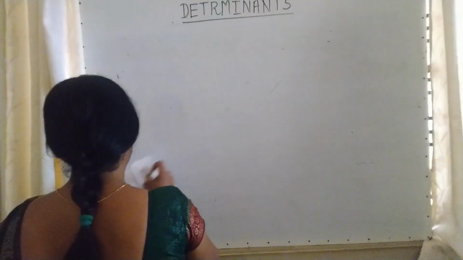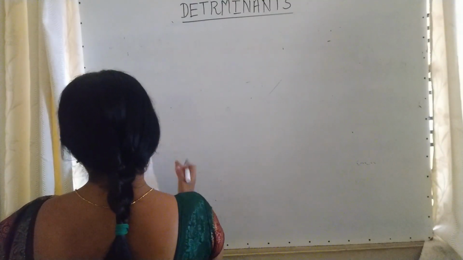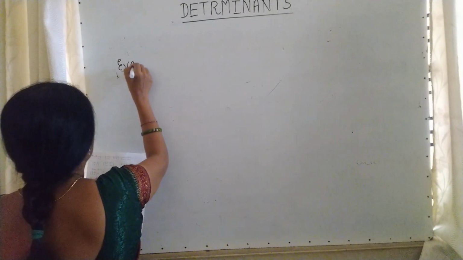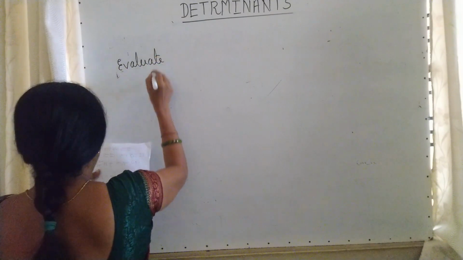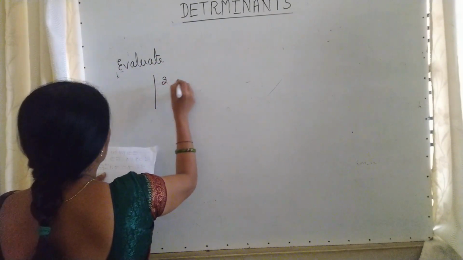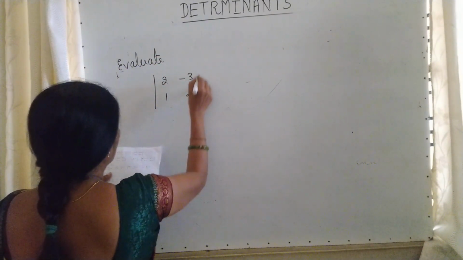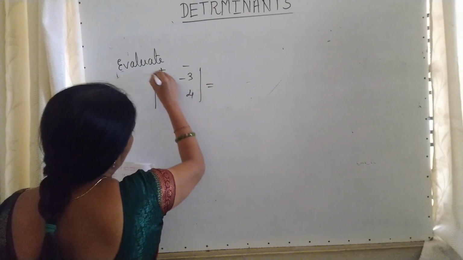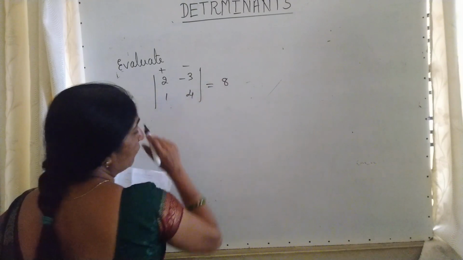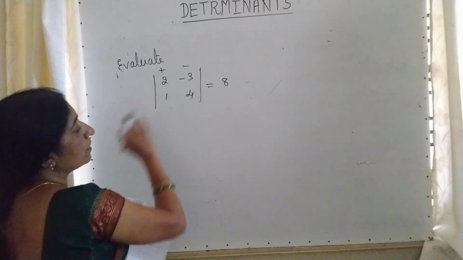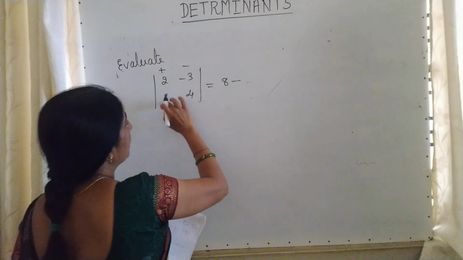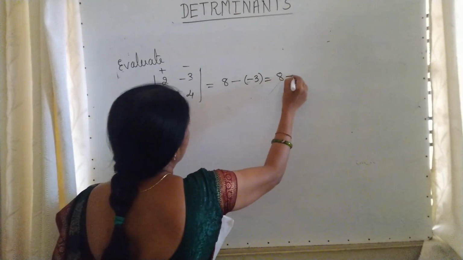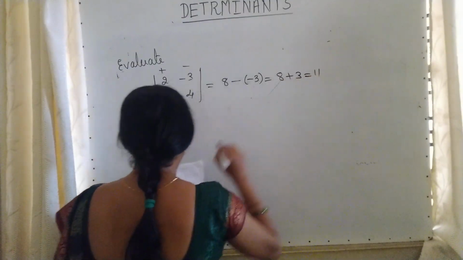Moving to the next one. 2, minus 3, 1, 4. As usual, on the top plus minus. So from left top to right bottom, directly can we write the value? 2 into 4 is 8. And middle minus, multiply these two numbers. It is a minus, so write it in the bracket. 8 plus 3, that is 11.